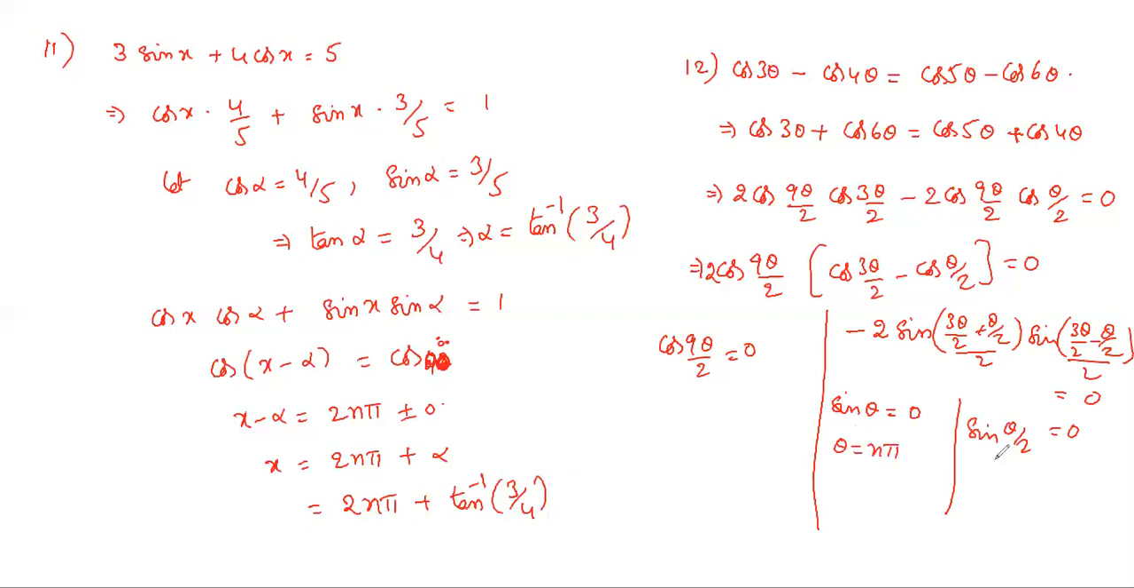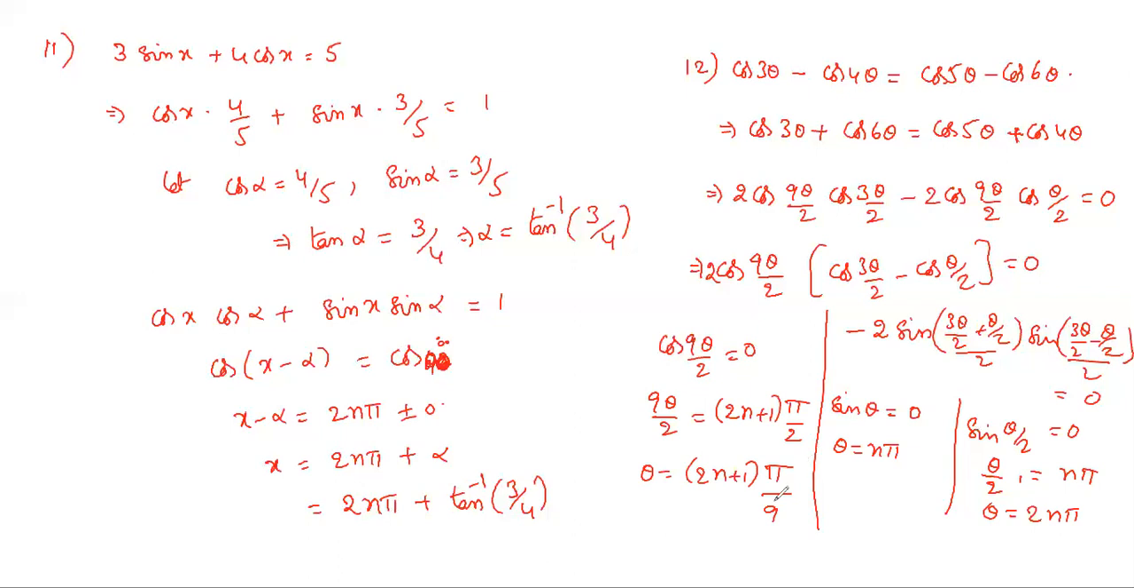Sin theta by 2 equals 0 means theta by 2 equals n pi, so theta equals 2n pi. And cos 9 theta by 2 equals 0 implies 9 theta by 2 equals odd multiples of pi by 2, that is (2n plus 1) into pi by 2. So theta equals (2n plus 1) into pi by 2, the 2 will cancel, so (2n plus 1) into pi by 9.